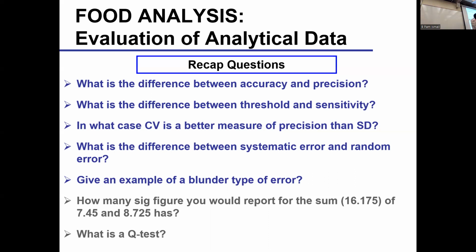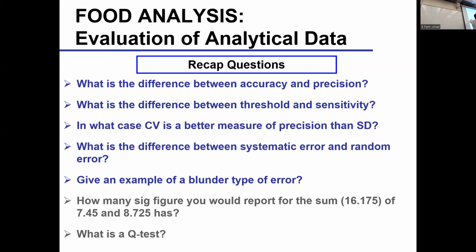What's the difference between threshold and sensitivity? Who wants to give that a go? Go ahead, Snow. The threshold is your detection limit, and the sensitivity is how small the difference in the... Yes. So to repeat for the recording, threshold is how low of a measurement we can detect, so our detection limit. And sensitivity is how small of a difference between samples we can detect using our method. So that indicates sensitivity.